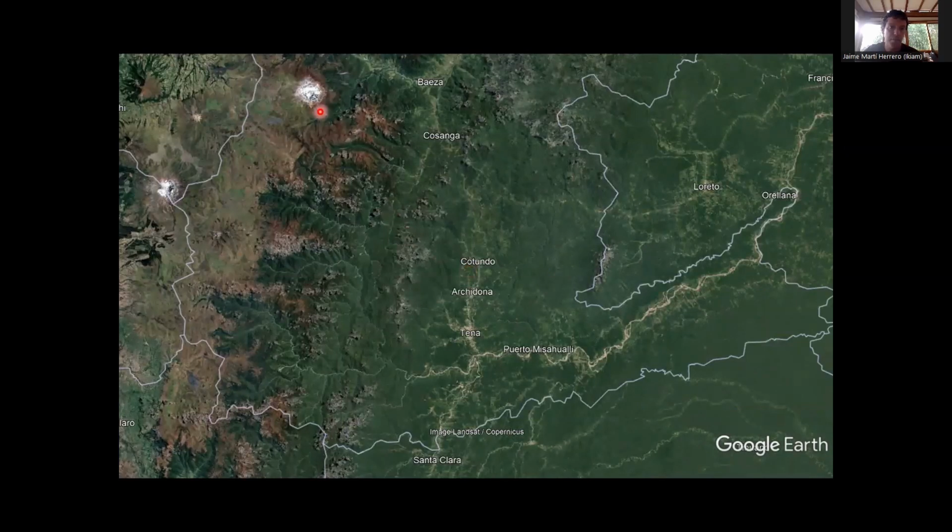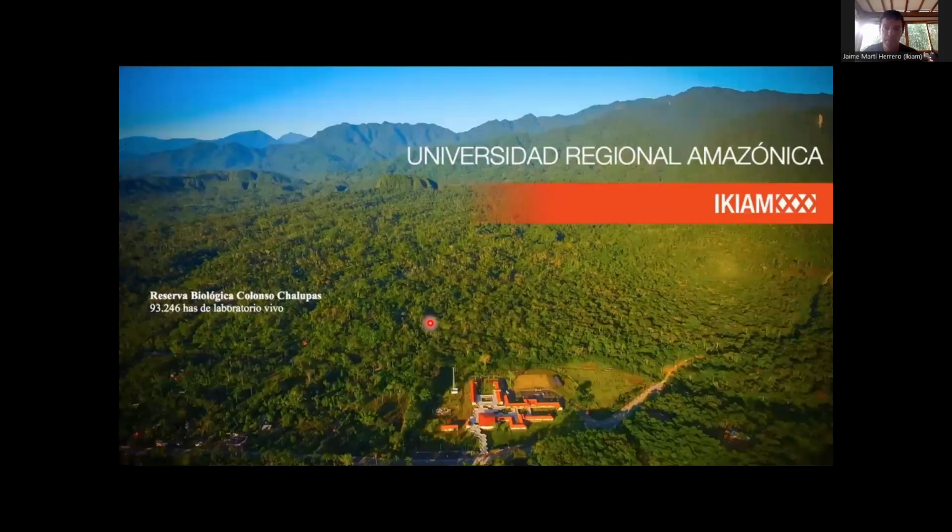Here is a zoom. You can see some volcanoes here. This one is the Cotopaxi. It's nearly 6,000 meters above sea level, and 80 kilometers to the east we are here in Tena, in the university. This is a public university, a very young university. It is in the middle of the jungle, as you can see. We are just 8 kilometers from the main city that is close to here, the city of Tena.